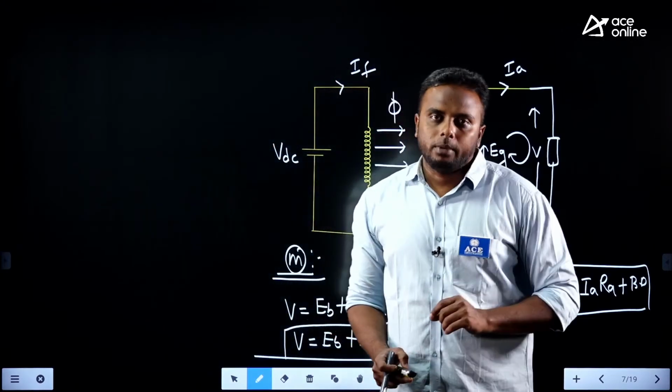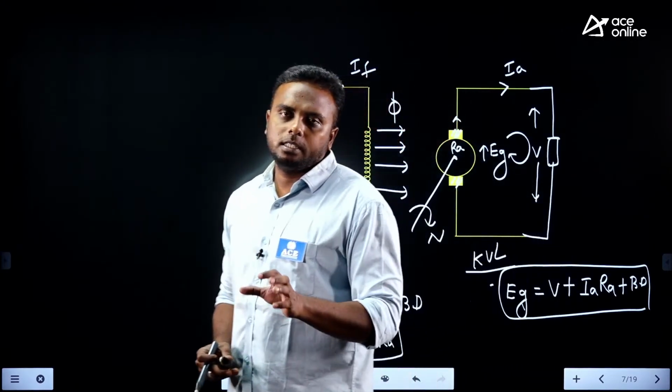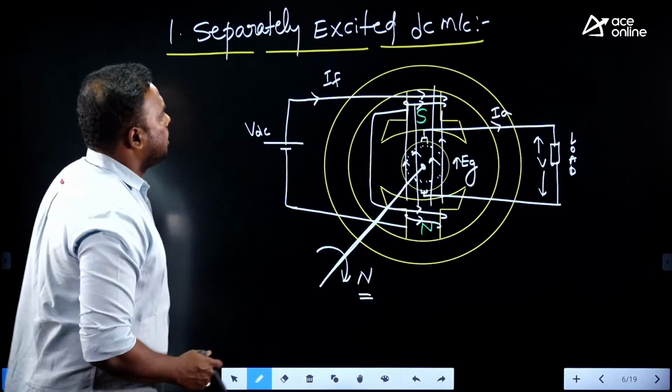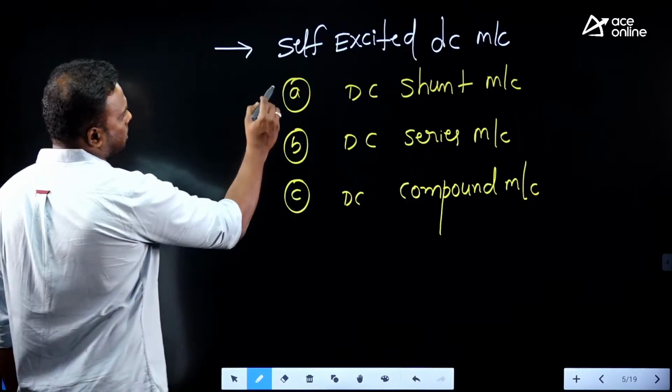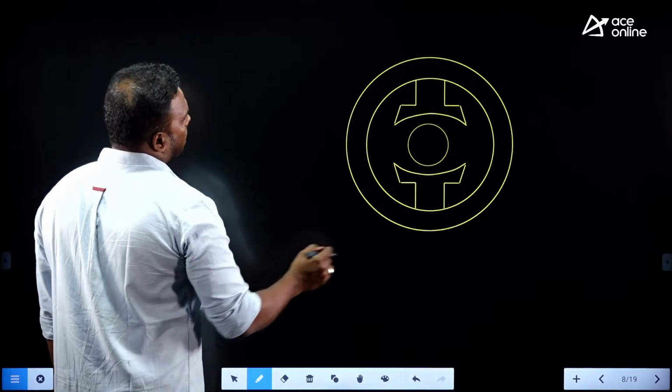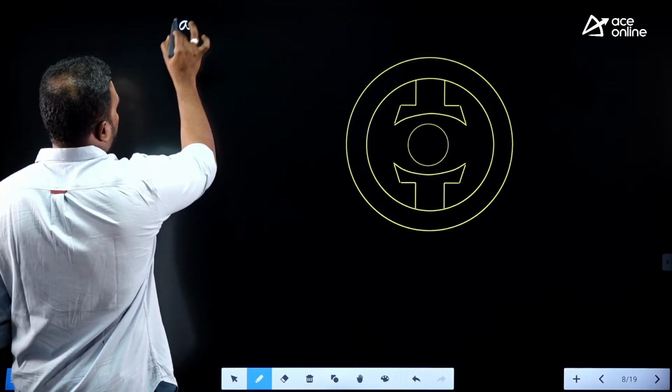So this is about the separately excited DC machine. Now let's see self-excited. In that, the first one we have is the shunt machine. The first one in self-excited is the DC shunt machine. Let's see this.